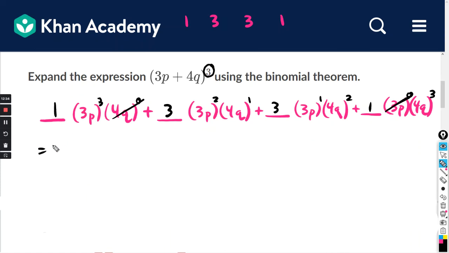3 to the third is 27, and p is to the third. Okay, here we have 3p squared. 3 squared is 9. And p squared is p squared. Okay, so the coefficient is 3 times 9 times 4. That's going to be 27 times 4, and that's positive 108. p is squared, and q is to the first.